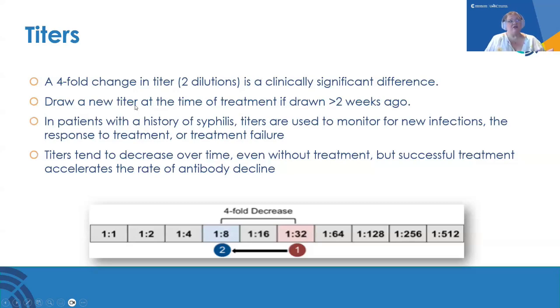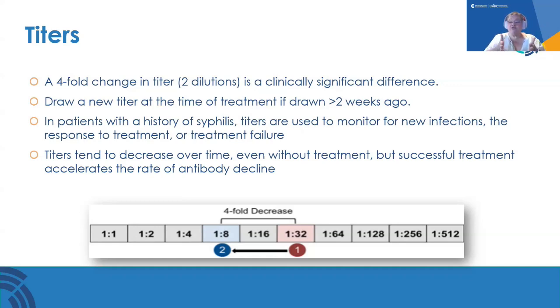This is kind of what I said already. A fourfold change, or 2 dilutions, is clinically significant. And you want to make sure, we all have patients where they come in and we do the test and it takes a while to come back, and then we need to treat. Well, it might have been 2 weeks between the time that we originally drew the blood and the time that they come in for treatment.